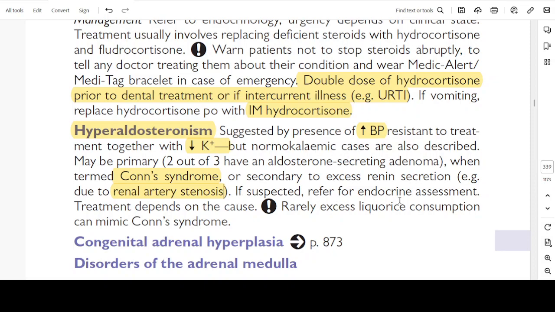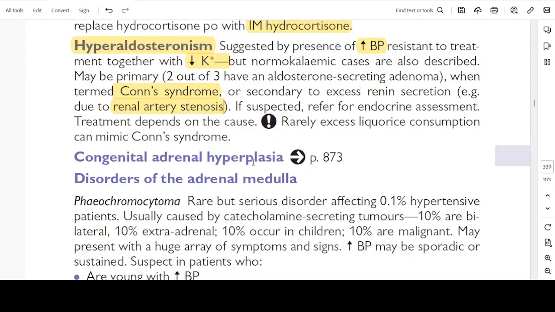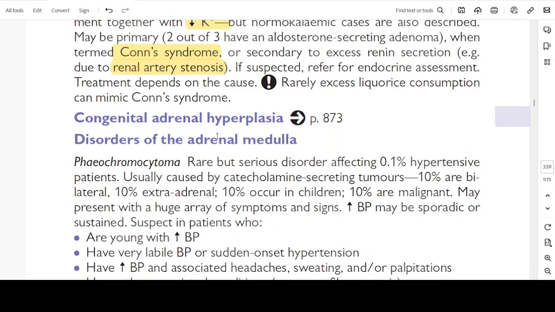If suspected, refer for endocrine assessment. Treatment depends on the cause. Rarely, excess licorice consumption can mimic Conn syndrome. Congenital adrenal hyperplasia will be described on page 873. Disorders of the adrenal medulla.